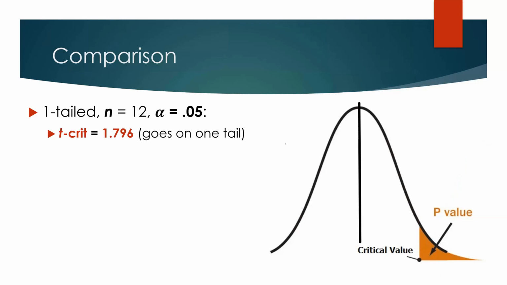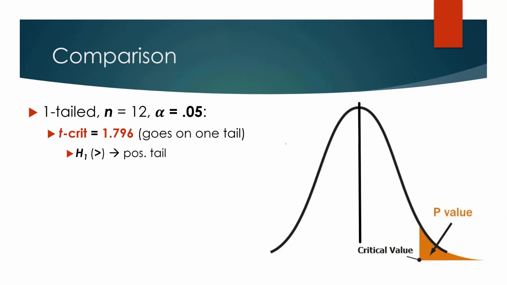Well, because it's one-tailed, that should indicate to you that it's going to go on one of the tails, just one, not both of them, because it's a one-tailed test. You're only looking at one side of the distribution. So t-crit of positive 1.796, that's the one you get from the table.